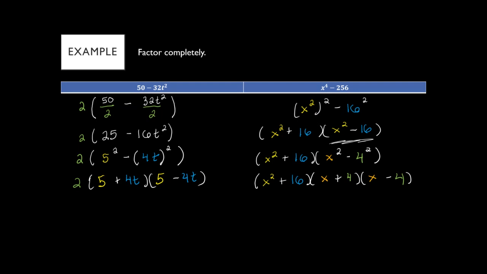Sum of squares is in the front, the x squared plus 16, that's prime. That cannot factor further. And then once you're left with an x, you can't really break that up anymore. And so this is our final answer.